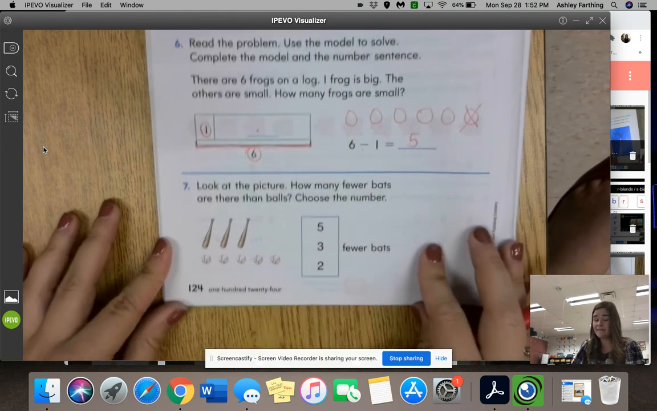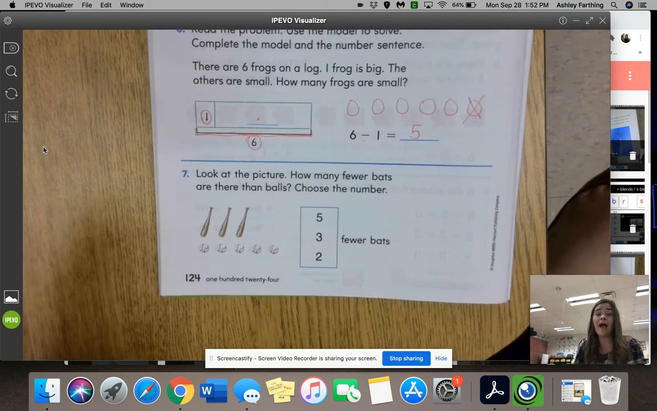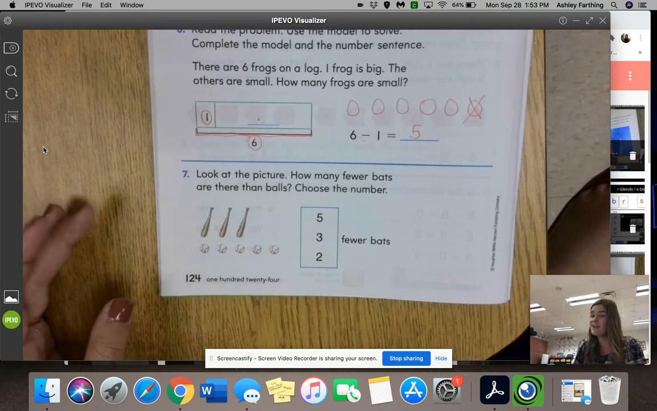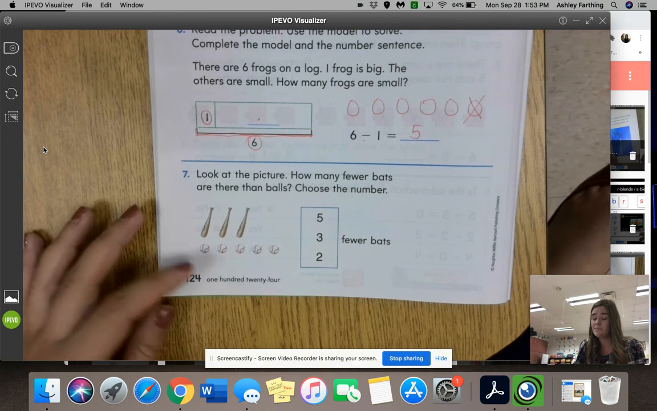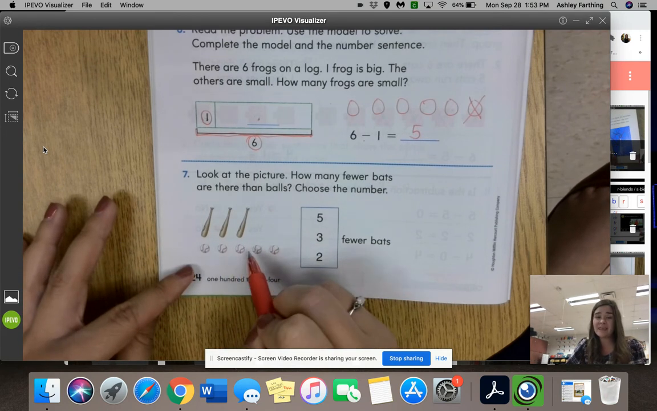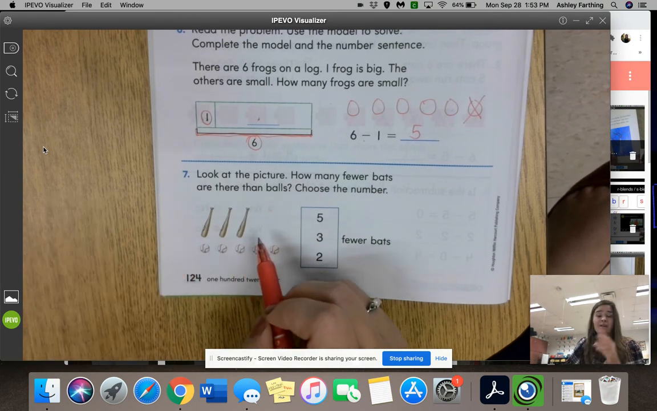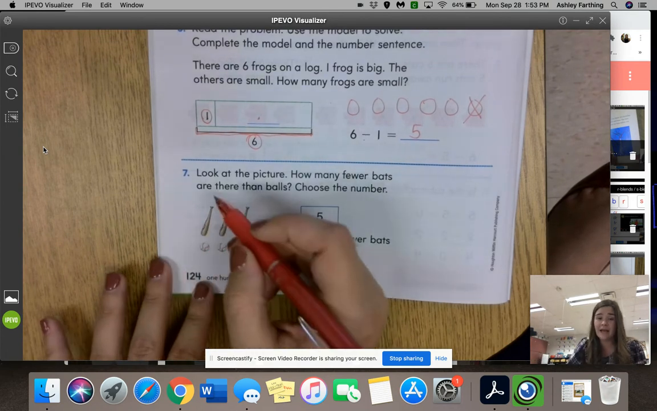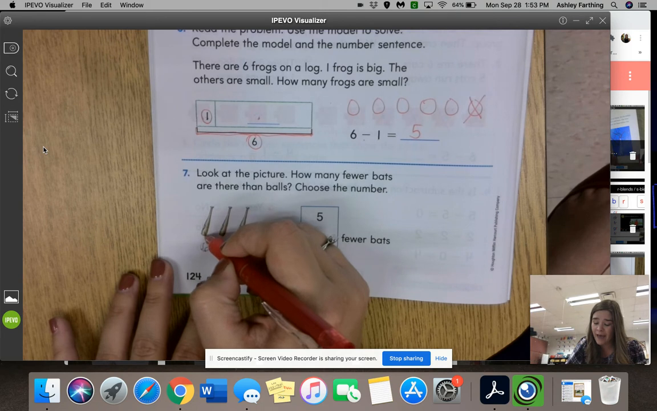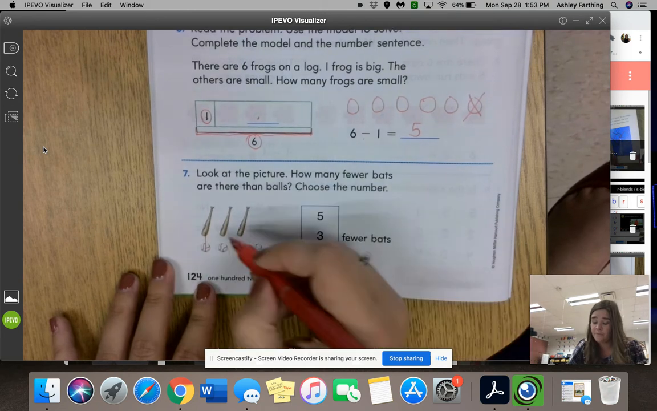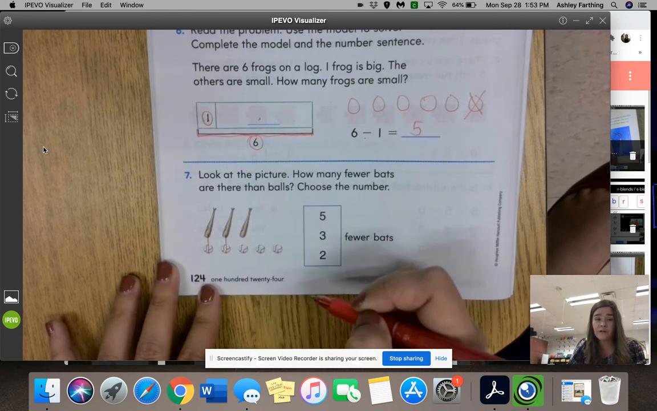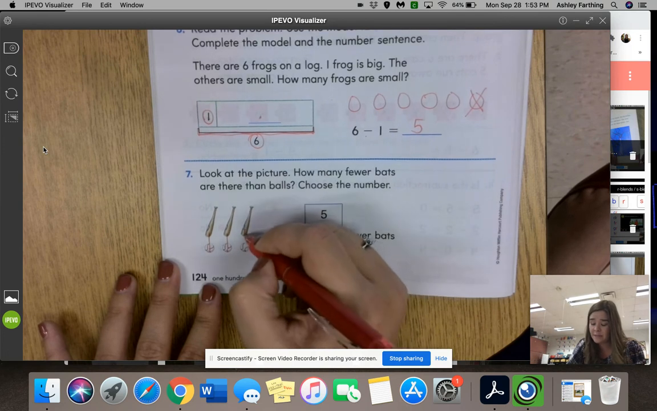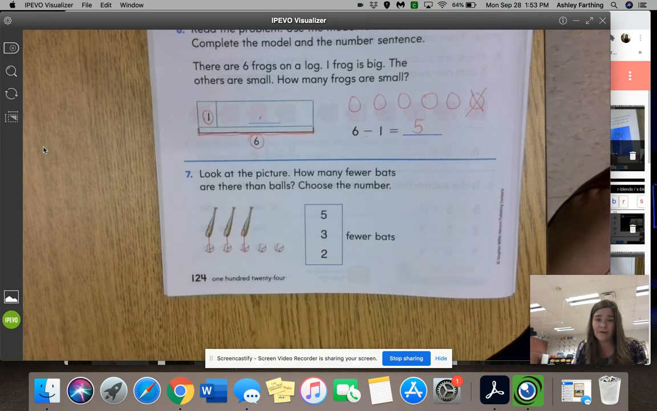Okay, number 7. Let me show you how I taught my friends to do this. And I bet your teacher taught you how to do this as well. When you're pairing things, when you're trying to figure out how many fewer things you have, it helps if you'll draw lines to connect them. So connect this bat to that ball. We know that those go together. Connect this bat to that ball. And connect this bat to that ball.